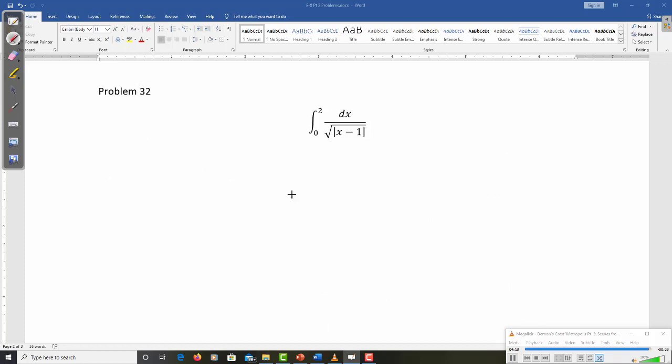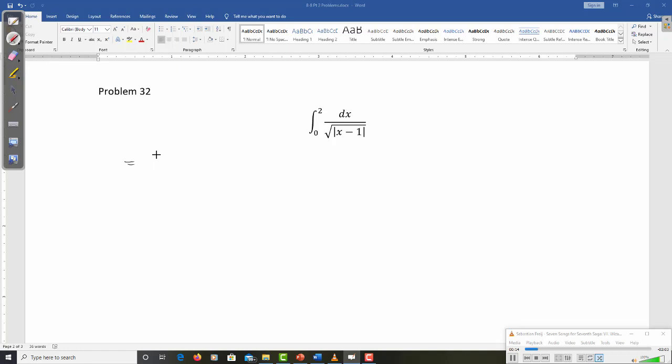Let's do another one. I picked this one because the discontinuity is at 1, which is right in the middle of the interval. Because of that, we're going to have to split our integral. But if you look here, because of this absolute value, we'd have to split it anyway to evaluate it, because it has different formulas on both sides of 1.